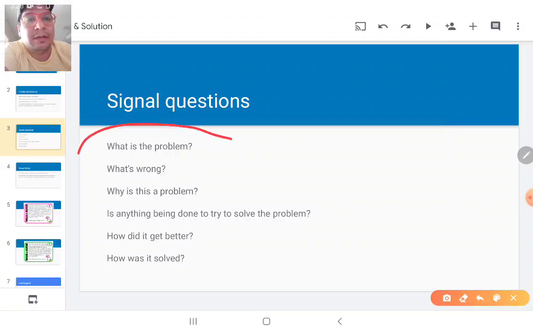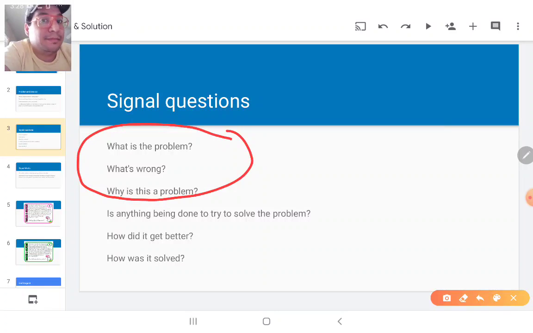This one could be, what is the problem? Right? Simple question. What's going on that is a problem? What's going on that can be seen as a problem, right? What's wrong? Like, can you answer that question? What's wrong with what you just read? What's going on wrong in there in the story that you just read, right?